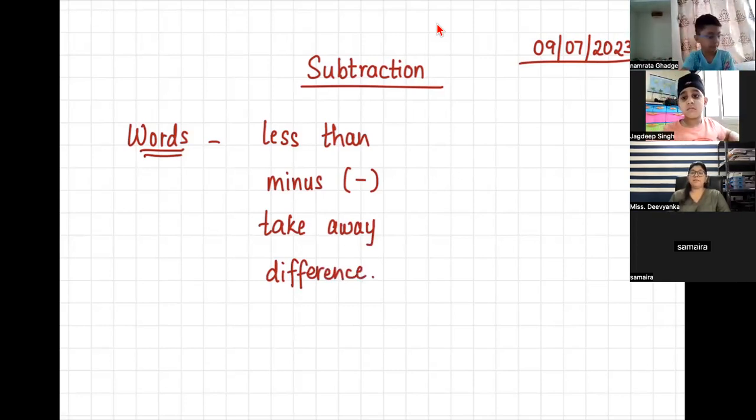Ma'am, should I write only the words or also write subtraction? Of course you have to write subtraction now. Okay, ma'am.